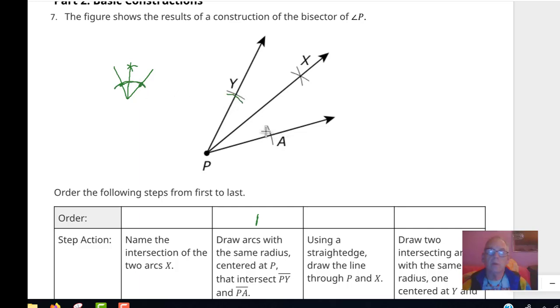So we do this. Step 2, you're going to do this arc here at Y and A. So this is step 2. So we do this, and we do this. Then, using a straight edge, draw the line through P and X. And then we label the intersection of the two arcs X, step 4. So that's the order of the steps that goes with this one.